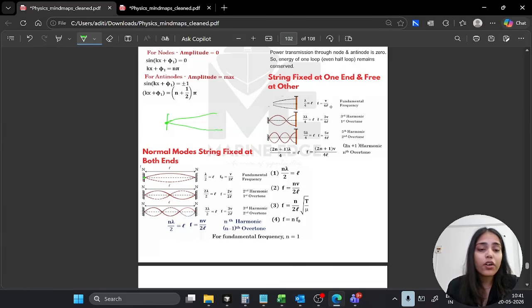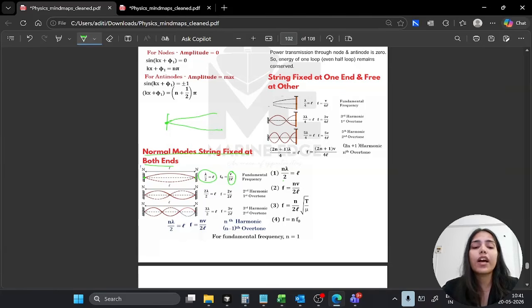So now we are talking about a normal mode of a string fixed at both ends. If both ends are fixed, both ends will always form nodes. Now, if the length forms half a wave, then λ/2 equals L, because a full wave will be λ. So in this case, the first fundamental frequency will be v/2L.